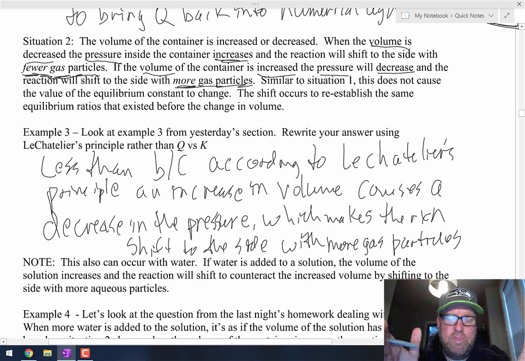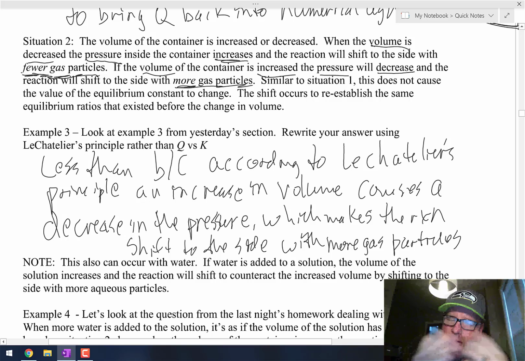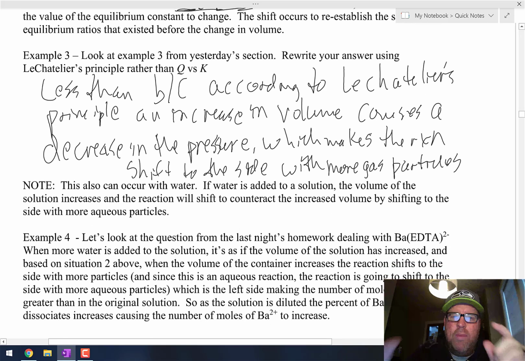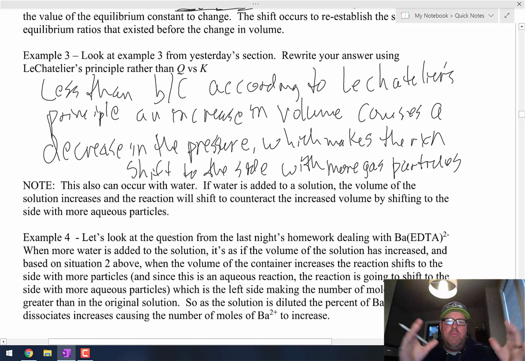How can this also apply with an aqueous solution? So instead of pressures, you have concentrations. In that case, think about what makes the solution bigger or smaller: the amount of water that's in it. If you add some water to a reaction mixture, it's like you're making the volume, which you are, of that container, which is water, bigger. And so when that happens, now the particles have more space. It's going to shift to the side with more aqueous particles.